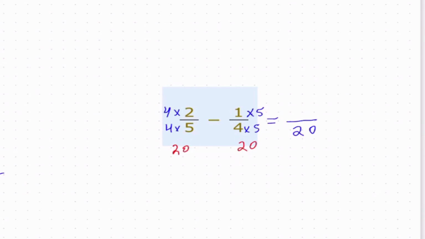This is going to become 8. 4 times 2 is 8. 1 times 5 is 5. We're going to subtract those, right? So now we have our denominator is 20. Okay, 8 minus 5, and we get 3. So 3 over 20. Can that be simplified? I can't think of a number that can go into both of those numbers, so that is already simplified. 3 over 20. And that is adding and subtracting fractions.